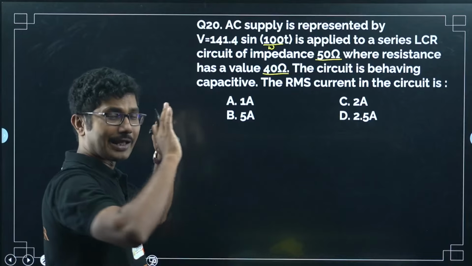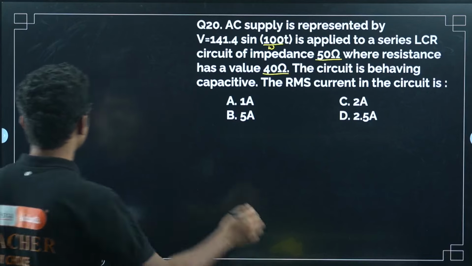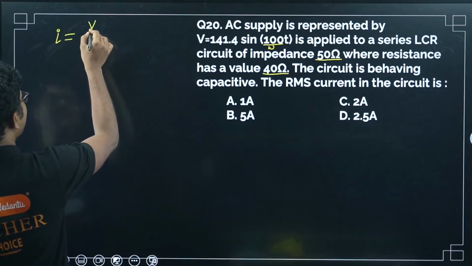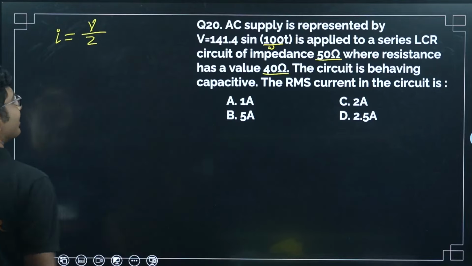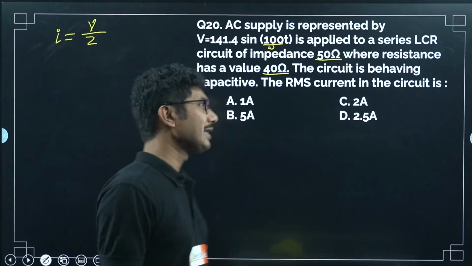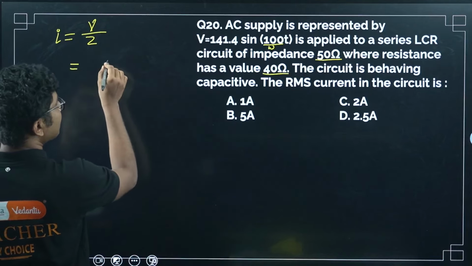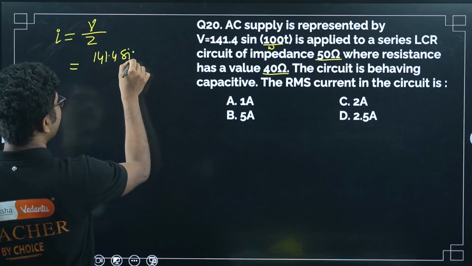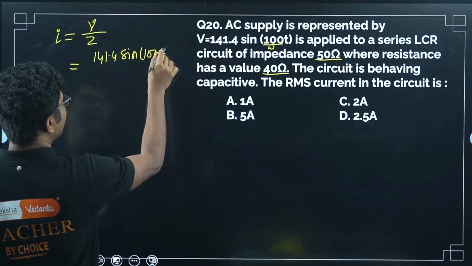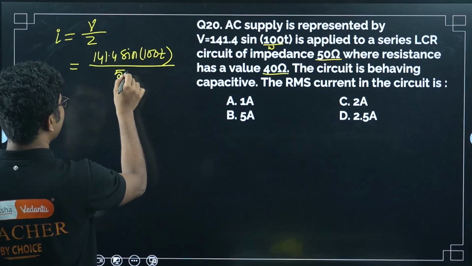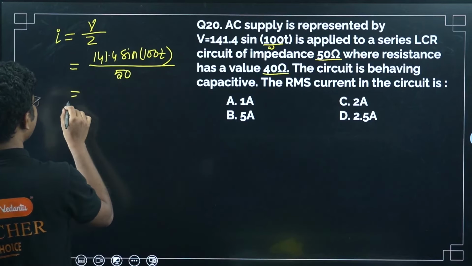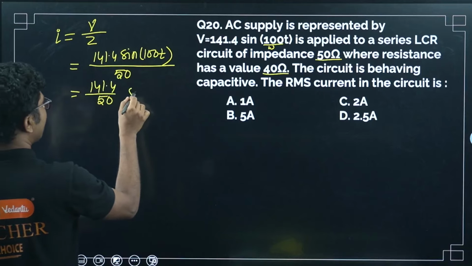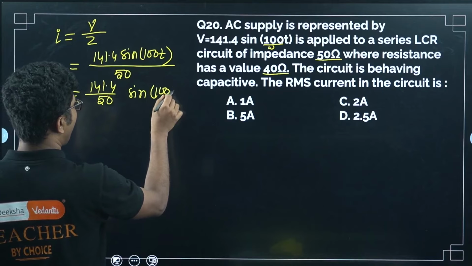So there is a lot of extra information given. First what we have to do is find the current. Current is nothing but voltage divided by impedance. If impedance is given, we don't have to do anything else, right? So voltage is 141.4 sine 100t divided by Z, that is 50. So from this we can write 141.4 by 50 sine 100t.